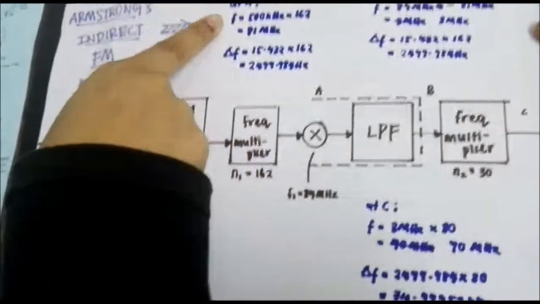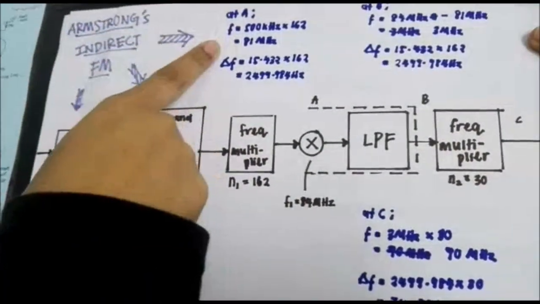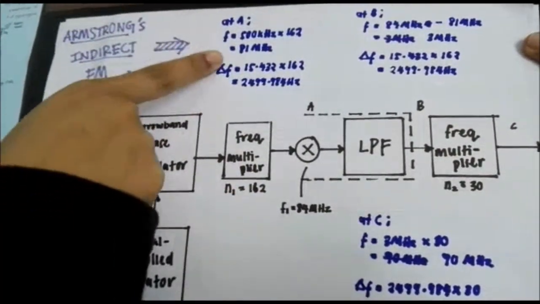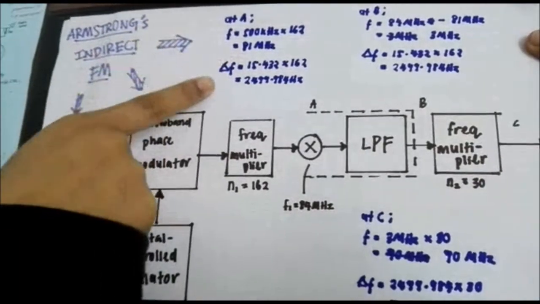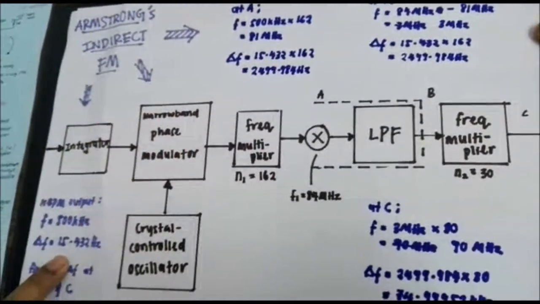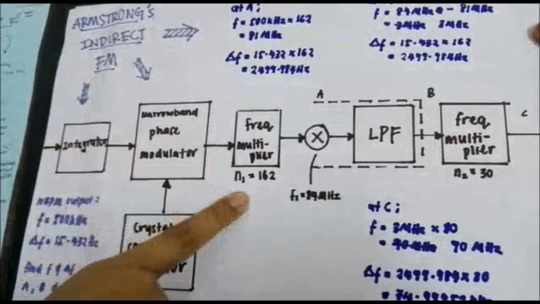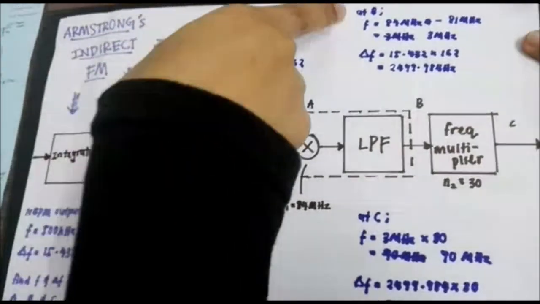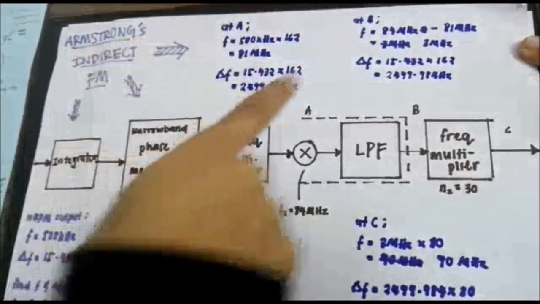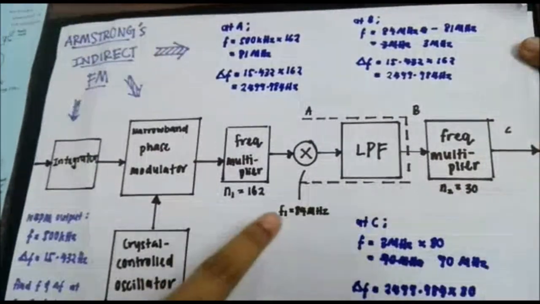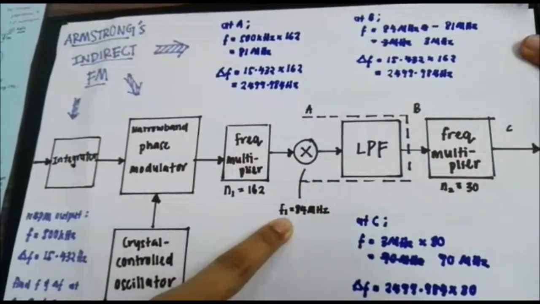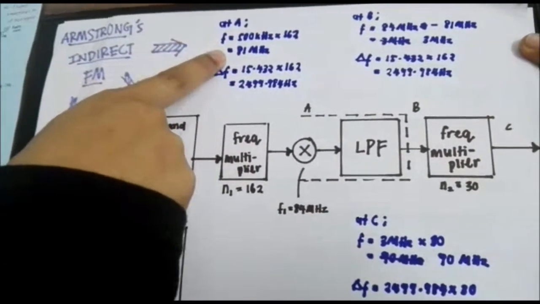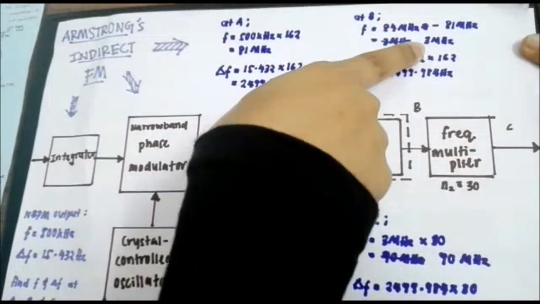So we start at A. Frequency will start with 500 kHz times 162. So it will equal 81 MHz. Frequency deviation, we take this 15.432 Hz times 162 equal to 2499.984 Hz. For section B, frequency, we take from the mixer. We know that frequency 1 equal to 84 MHz, so it minus 81 MHz from the frequency at A. So we have 3 MHz.